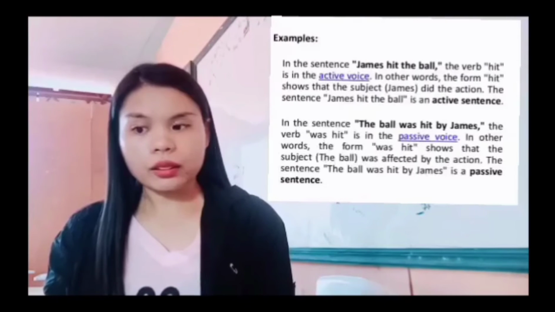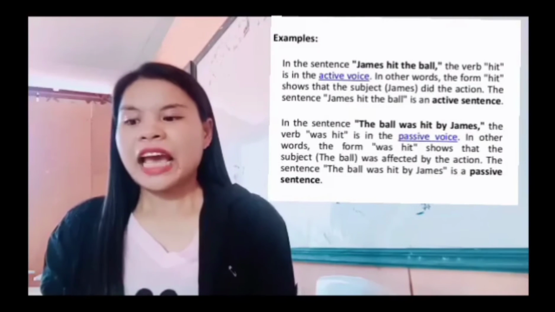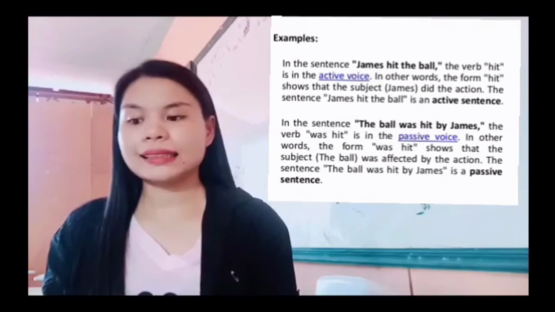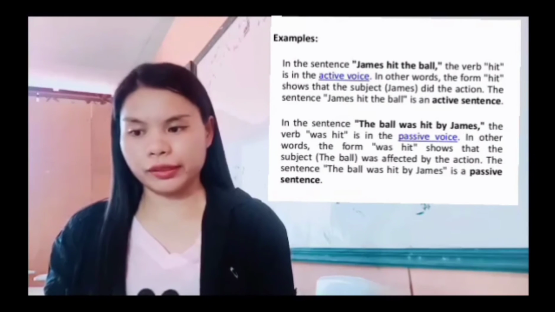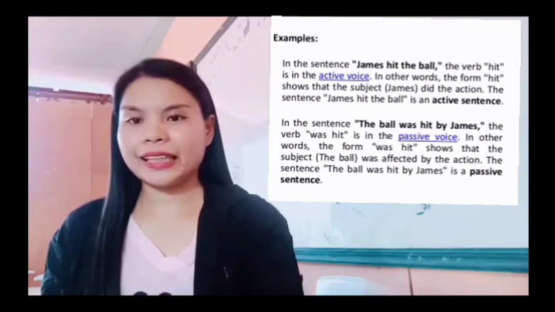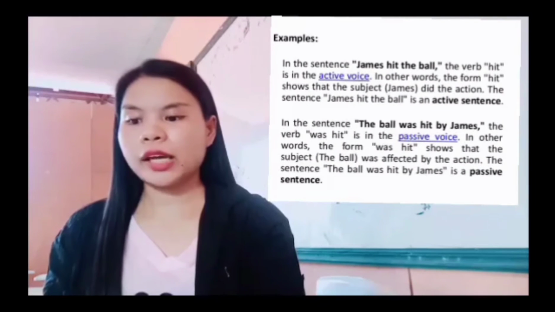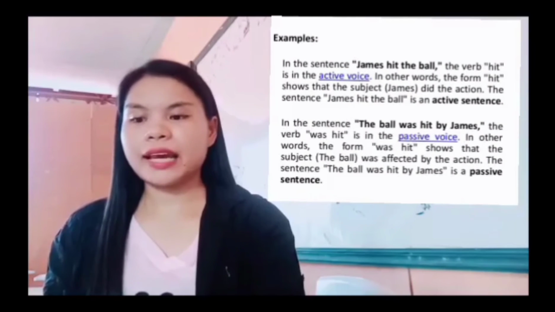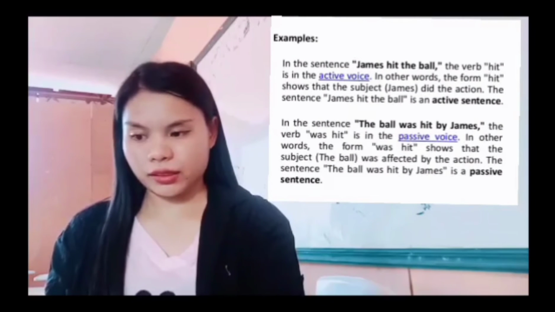For example, in the sentence, James hits the ball, the verb hits is in the active voice. In other words, the form of hits shows the subject, James, did the action. The sentence James hits the ball is an active sentence.